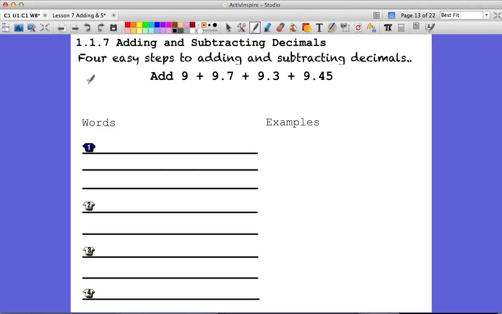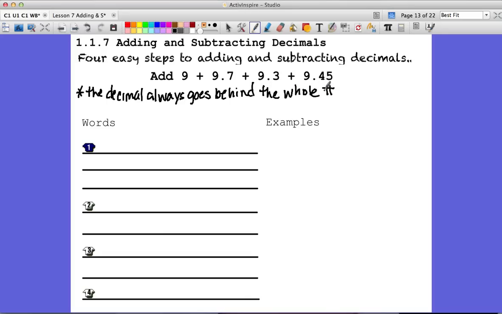So if you just take your pencil and write: the decimal always goes behind the whole number.